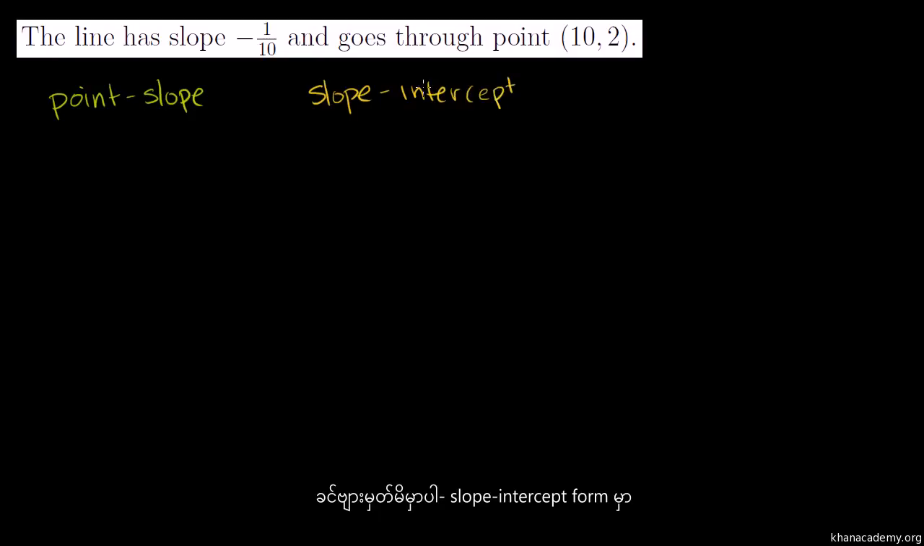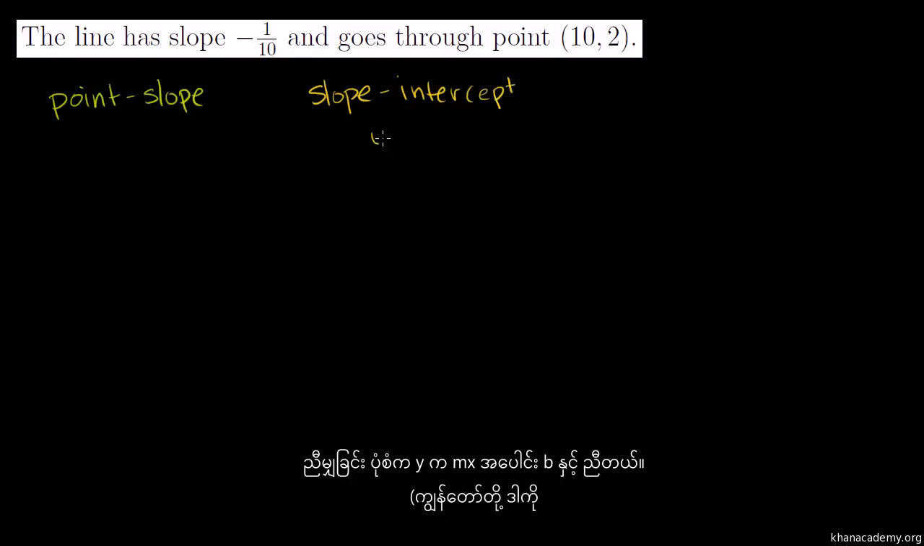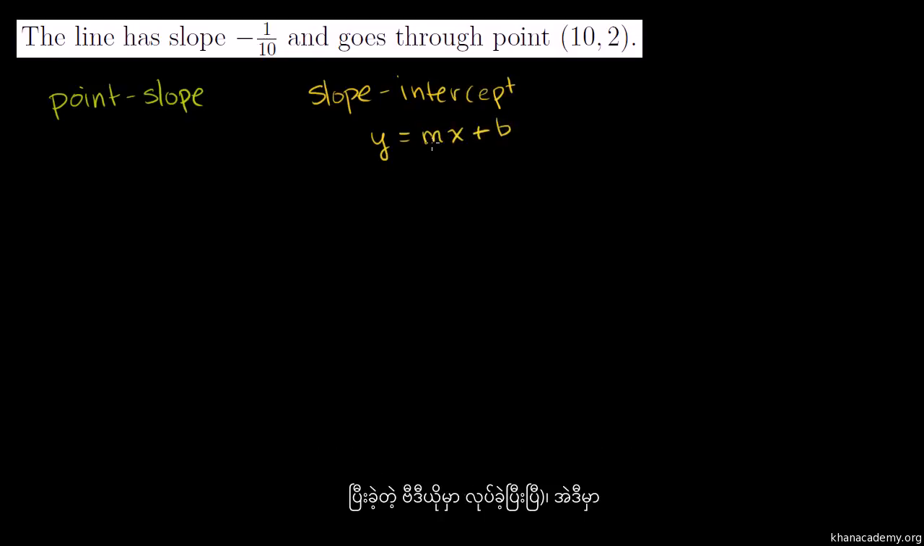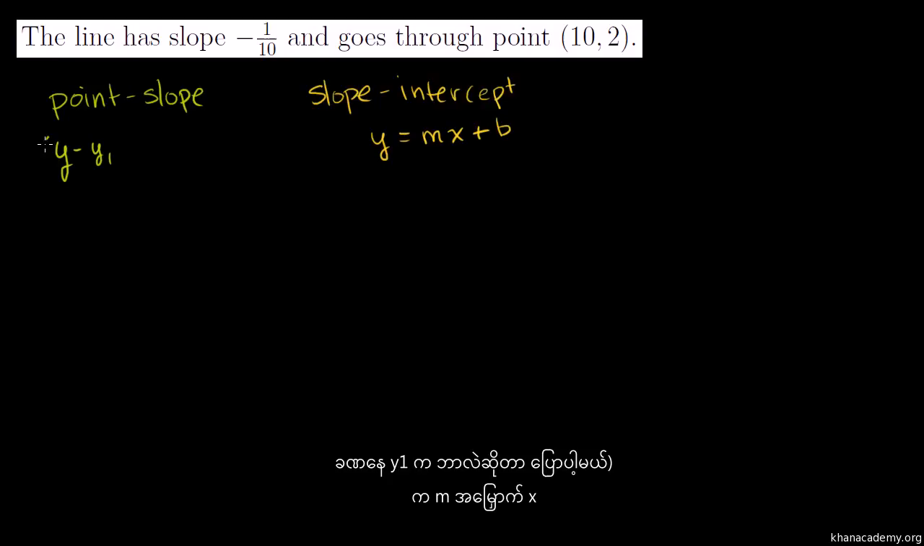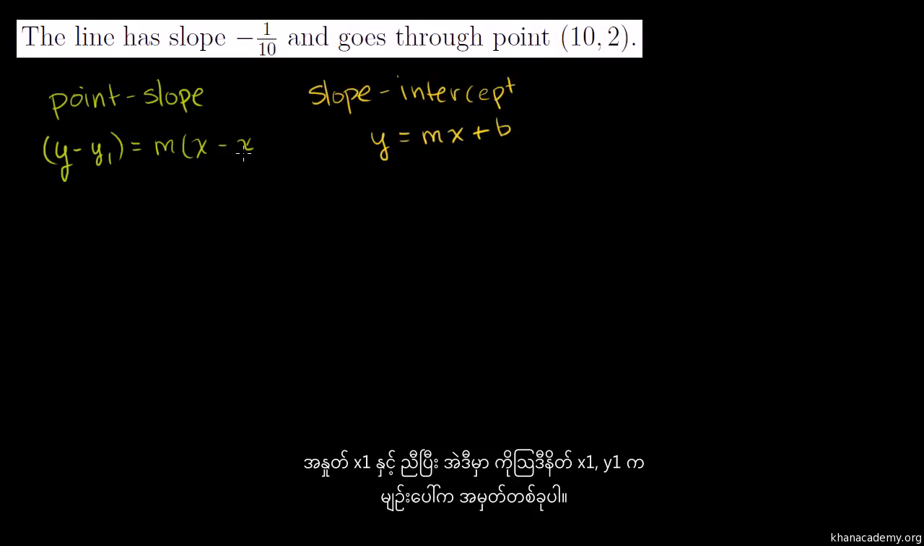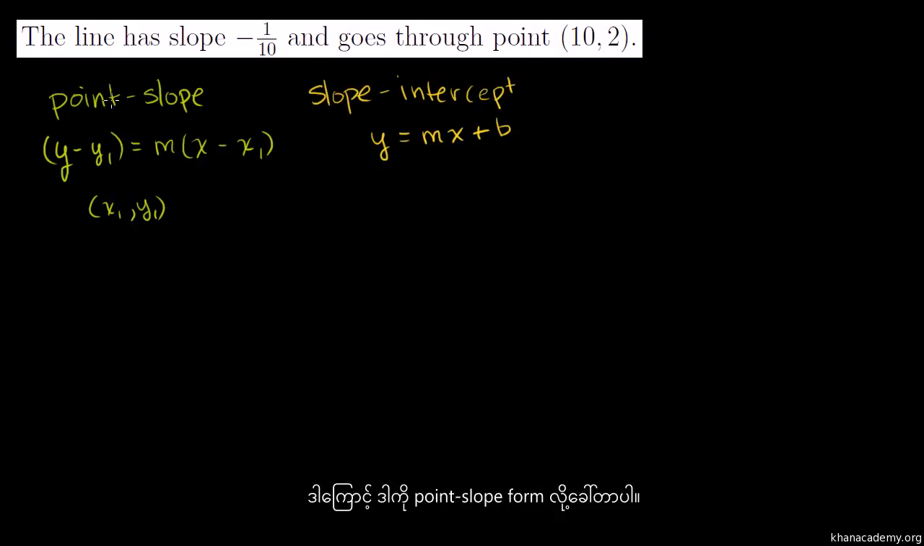You might remember that slope-intercept form were equations of the line of the form y is equal to mx plus b. We did this in the last video, where m is the slope, b is the y-intercept. That's why it's called slope-intercept. You have the slope and the intercept. In point-slope form, it takes the form y minus y1 is equal to m times x minus x1, where the coordinate x1, y1 is a point on the line. That's why this is called point-slope form.